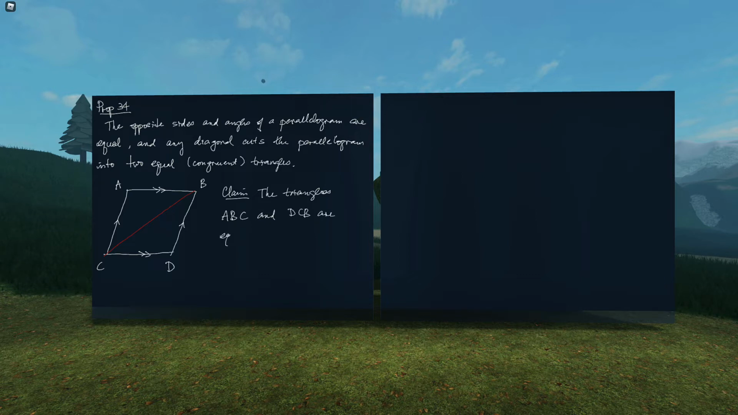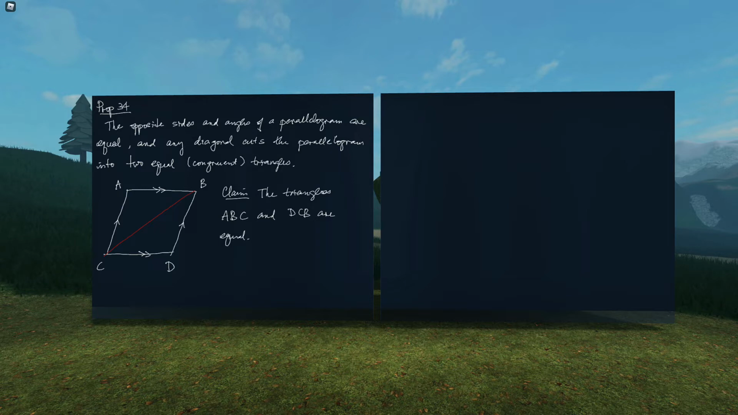are equal. Obviously this is what this last statement says, right? Any diagonal cuts the parallelogram into two congruent triangles. In fact, we only have to do this for one side. The other diagonal will be exactly the same proof. And if we prove this, we'll also have the fact that opposite sides and angles are equal, right? If these two triangles are exactly the same, congruent, equal, whatever you want to call it, then the first two statements will follow as well.